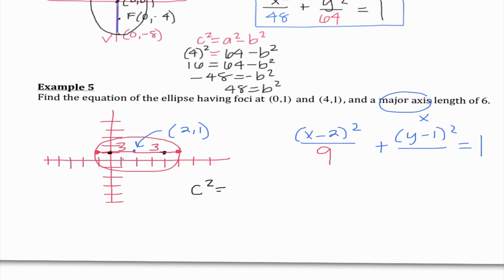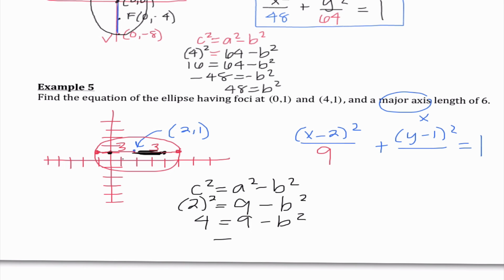Now, the last thing we need to find is our other denominator, which corresponds with y. So I'm doing c squared equals a squared minus b squared. This time I can see that the foci are 2 away, right here, 2 away from the center. So I'm going to do 2 squared equals big, which is 9, minus small. So 4 equals 9 minus b squared. Negative 5 is negative b squared, so 5 is b squared. So our denominator becomes 5.